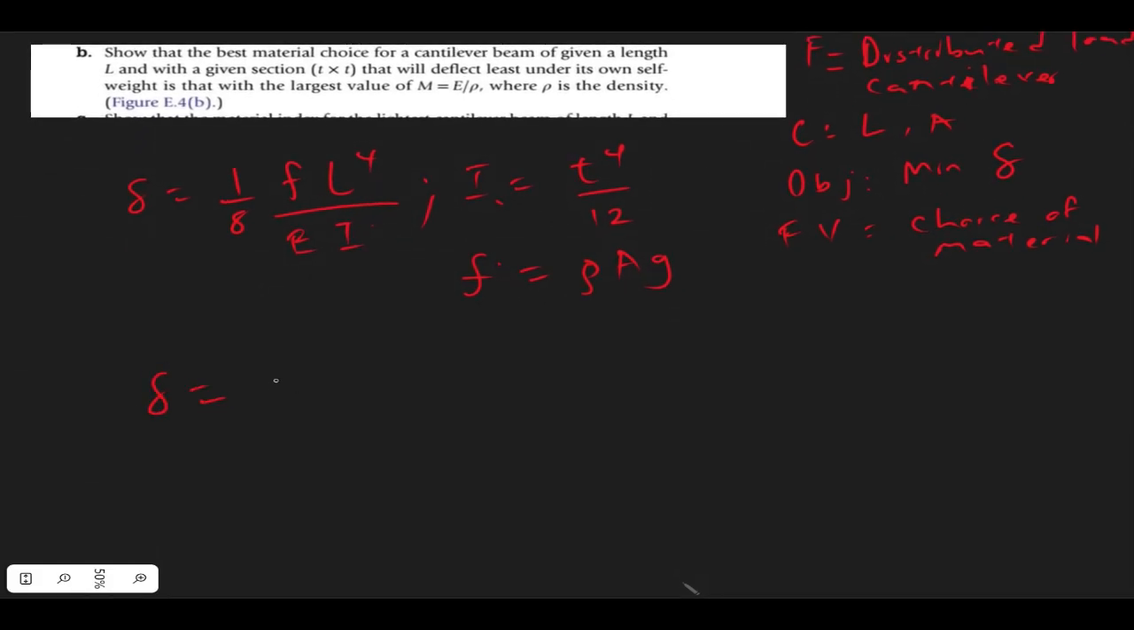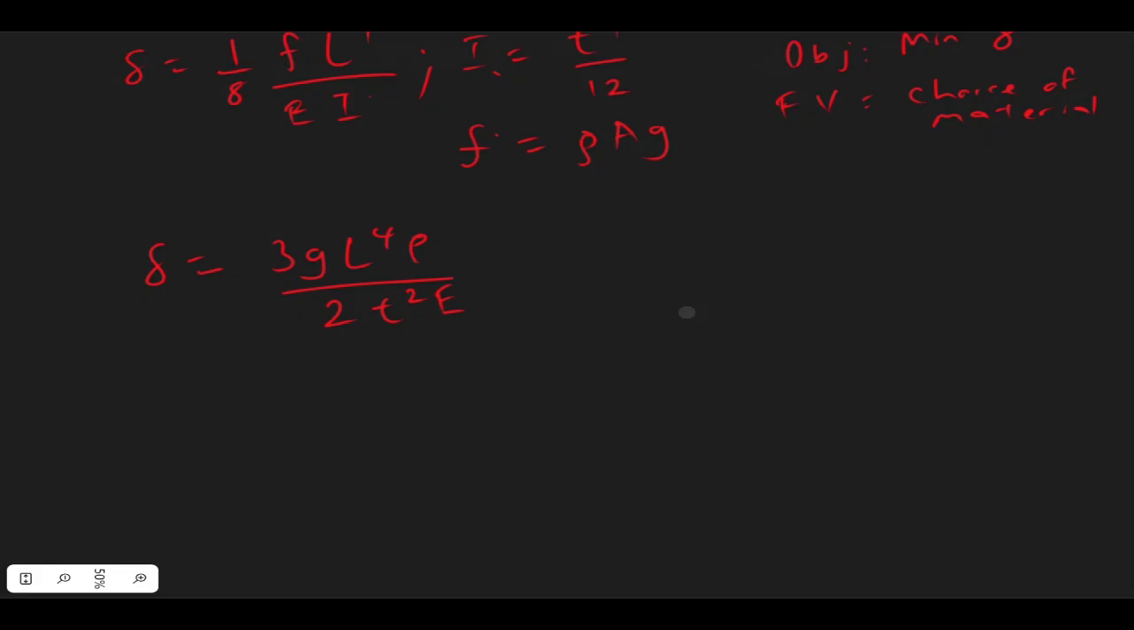Once we do that, we now have deflection as 3g L raised to the power 4 times density divided by 2t squared, times Young's modulus. That's what we have as the formula for deflection. Since we don't have a free variable, you don't have to define a constraint function. You just go straight to breaking down this equation into functional constraint, geometric constraint, and material property.